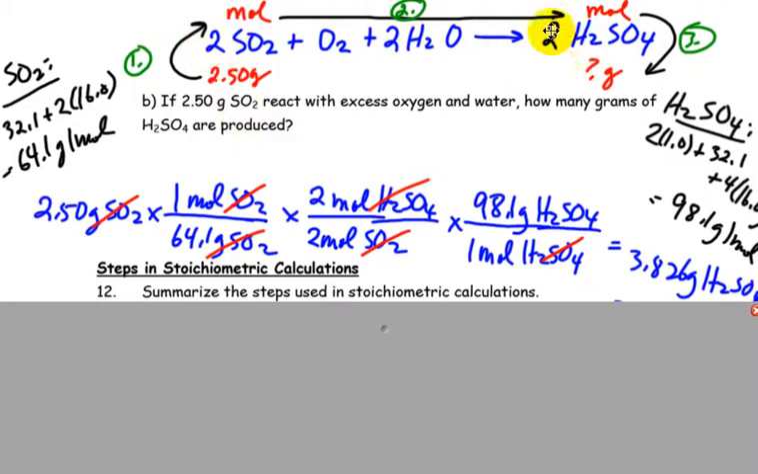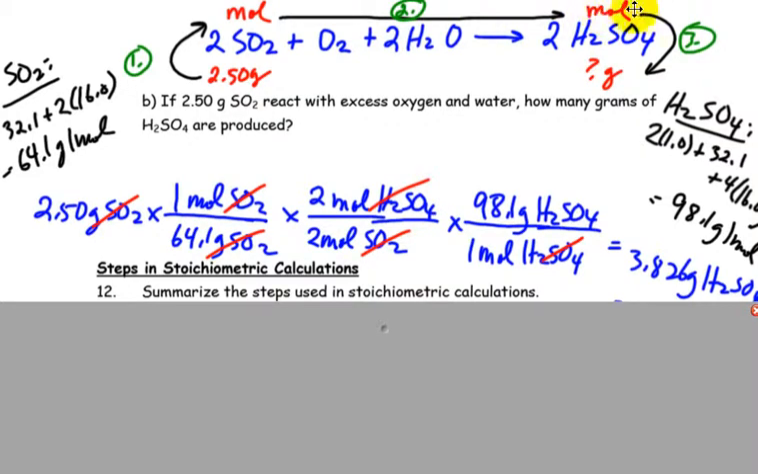You can see nothing's going to change here because it's a 2 to 2 ratio, but you need to show this step anyway to show you how you go from SO2 to H2SO4 by using the equation. So cancel, cancel. I'm left with moles of H2SO4. I'm right here.